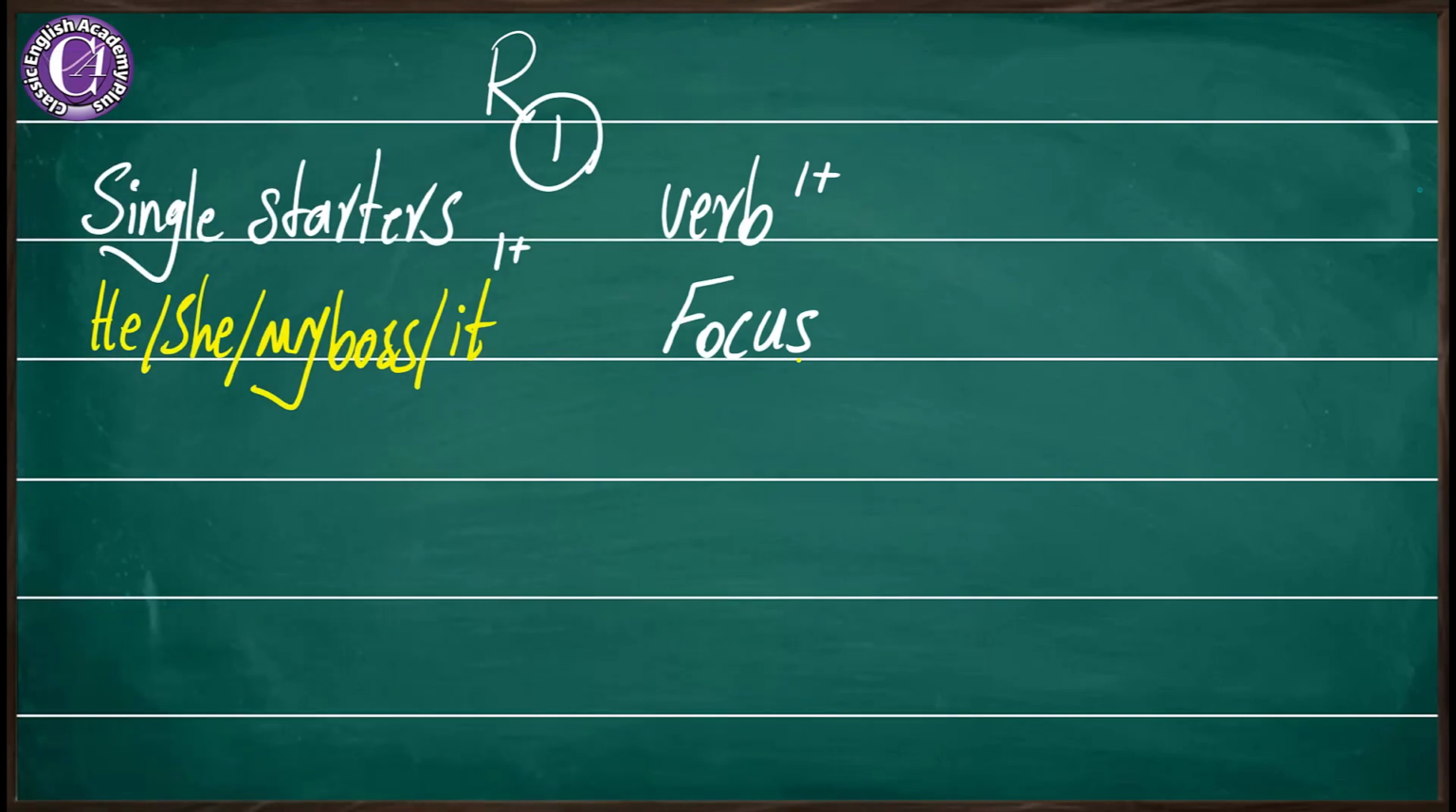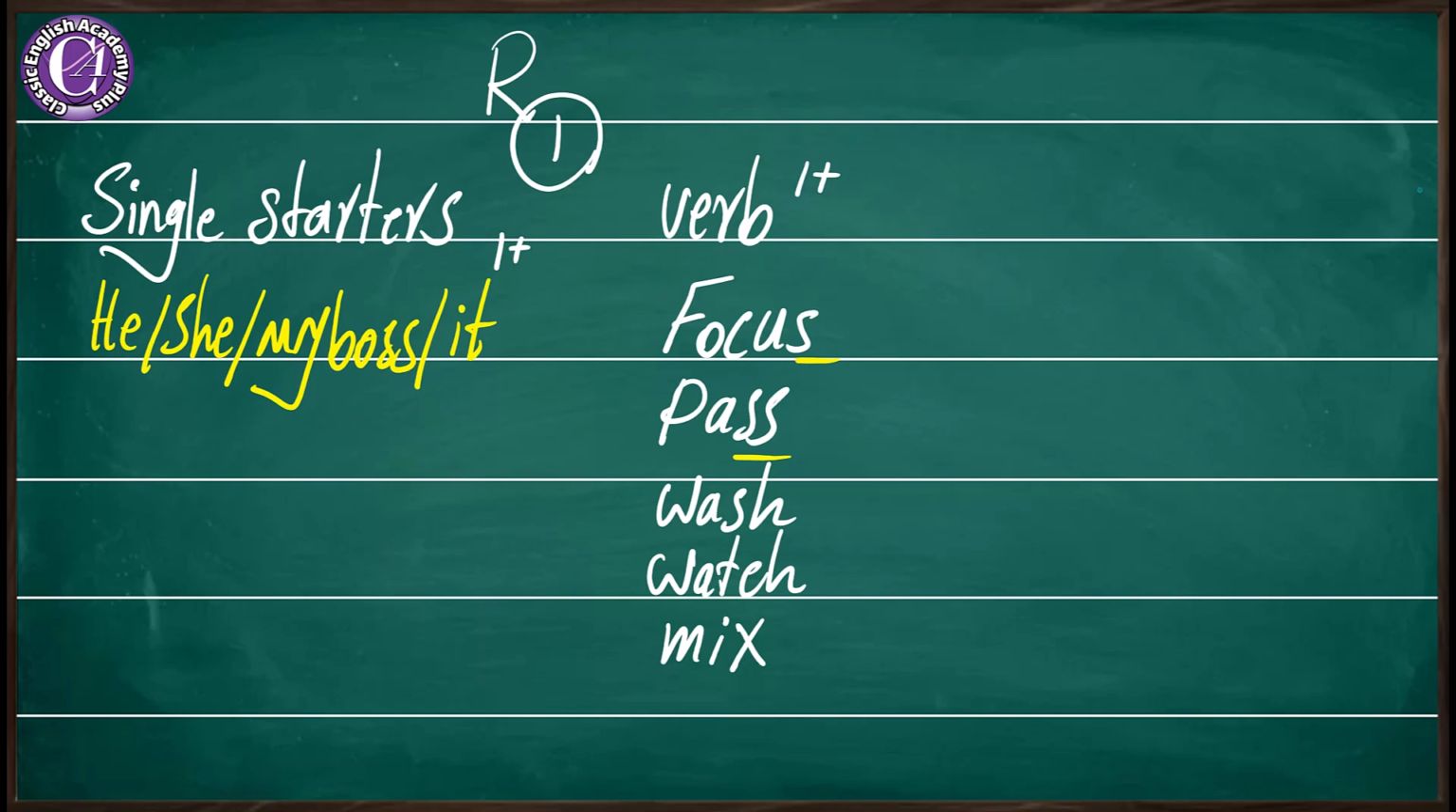Be careful here. We have S here. We have another verb like pass. Look at it. We have double S here. And we have some other verbs like wash or watch. We have some more verbs like, for instance, mix, when you mix things together, or we can say go.